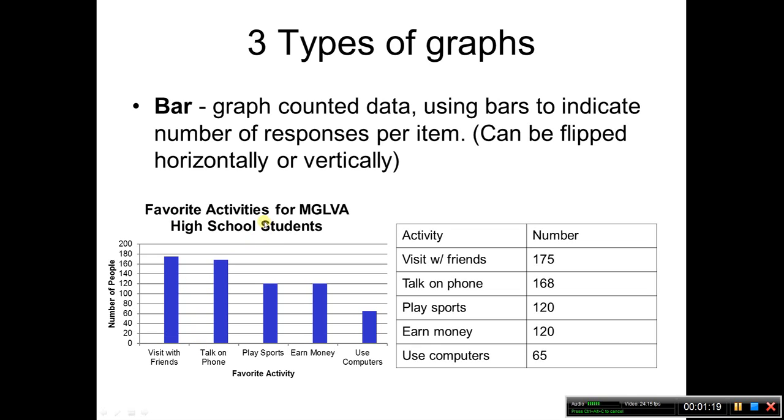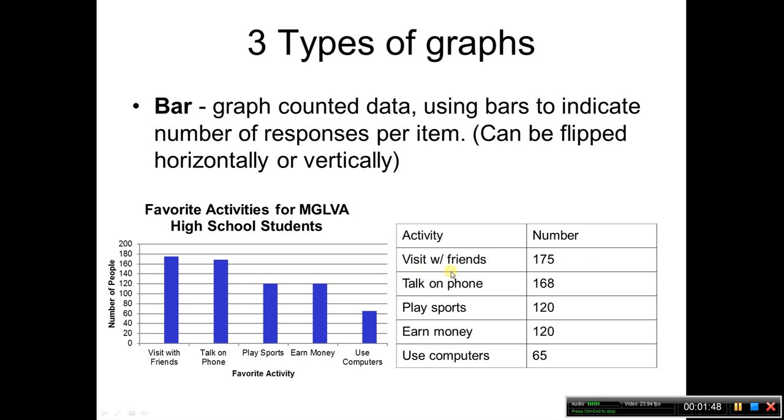Now we can see bar graphs are used when you have different categories and you count the number of things in each category. So for our example here, I used favorite activities for MGLVA high school students. Now this is fake data. I've made up this data, but this could be something that might happen with MGLVA high school students. And so this would be like you gave a survey to all the high school students with these 1, 2, 3, 4, 5 choices, and then you just counted the number of people that chose each activity.